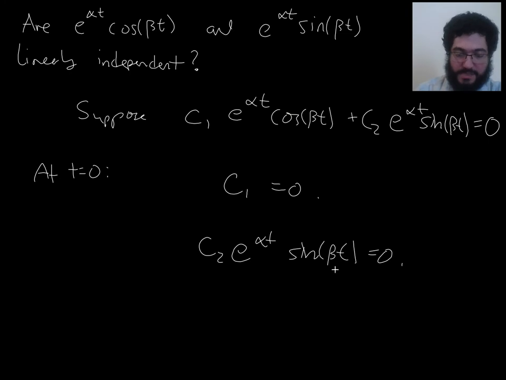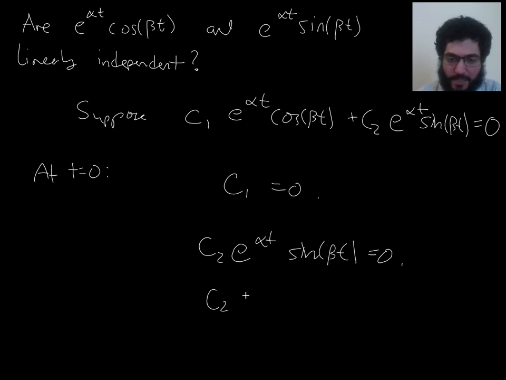Now, if this is true for all t, then it should still be true after I take a derivative, right? So let's take a derivative. Now, I could do what I was doing before with these kinds of problems and just plug in a different value of t other than t equals 0, but I'm just showing you a different way of doing it. Here I think it's nice to take a derivative.